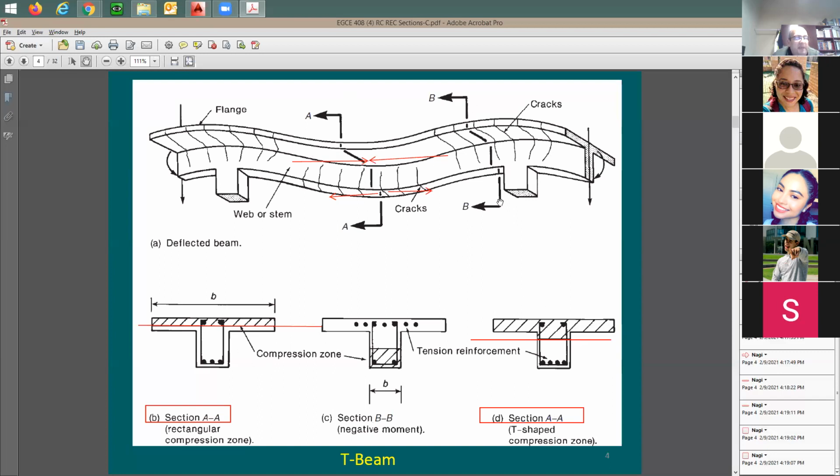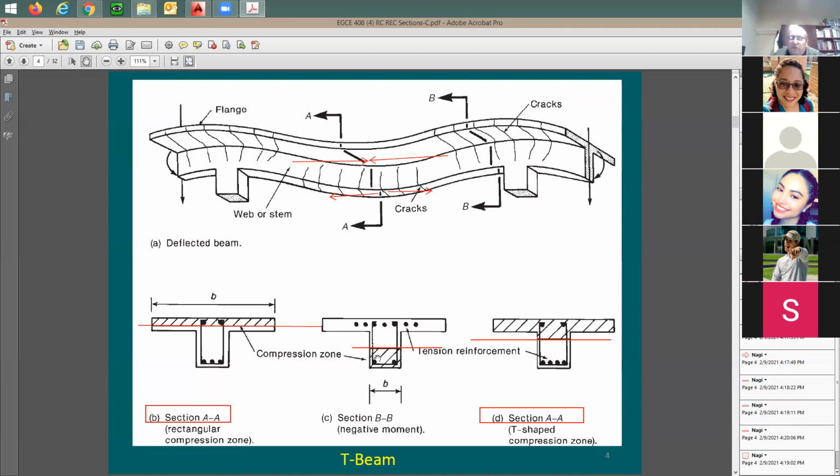While in section BB, you're going to see tension on the top. Why? Because you have negative moment. When you have negative moment, tension is on the top, compression on the bottom. Let's say here's the neutral axis, right? Now, where is the tension again? On the top, concrete here is cracked. And where is the compression? Compression is going to be this hatched area. So usually, if you like to show that a certain area of the concrete is still working and is in compression, you just hatch it this way.